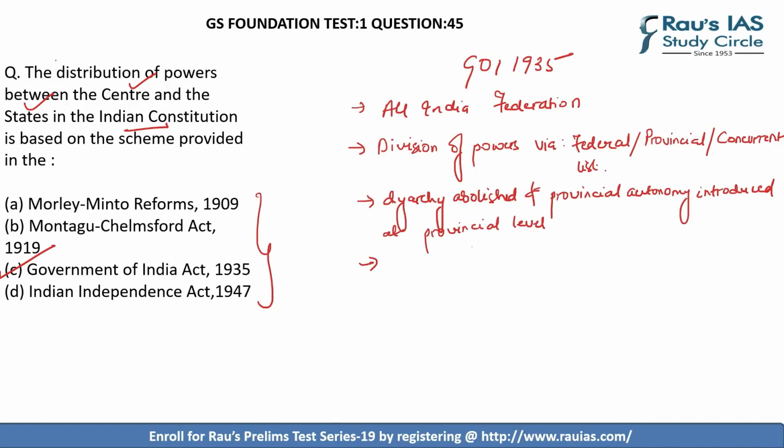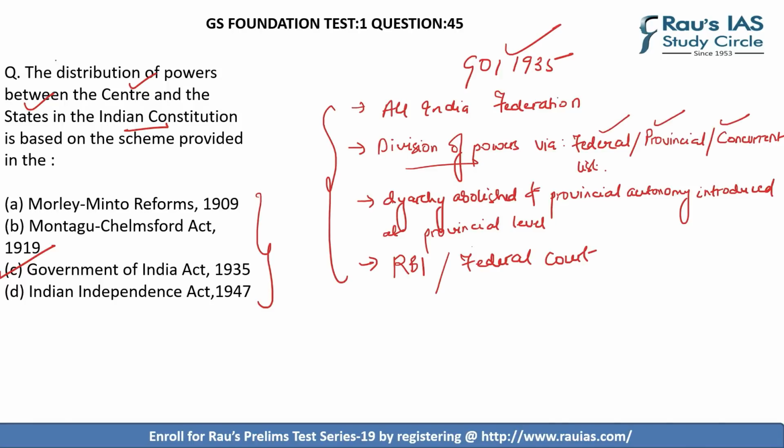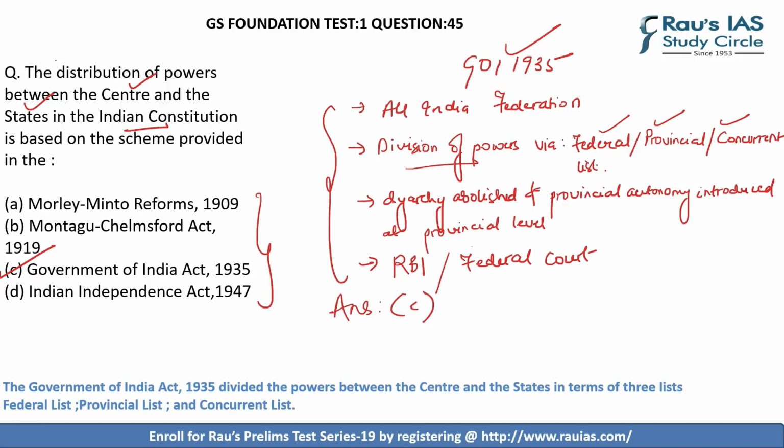It also provided for the establishment of the Reserve Bank of India and also provided for setting up of a federal court. Now these were some important provisions of the Government of India Act 1935, among which one is our answer, that is division of powers under federal, provincial and concurrent list. So our final answer would be option C. Also have a look at the explanations.